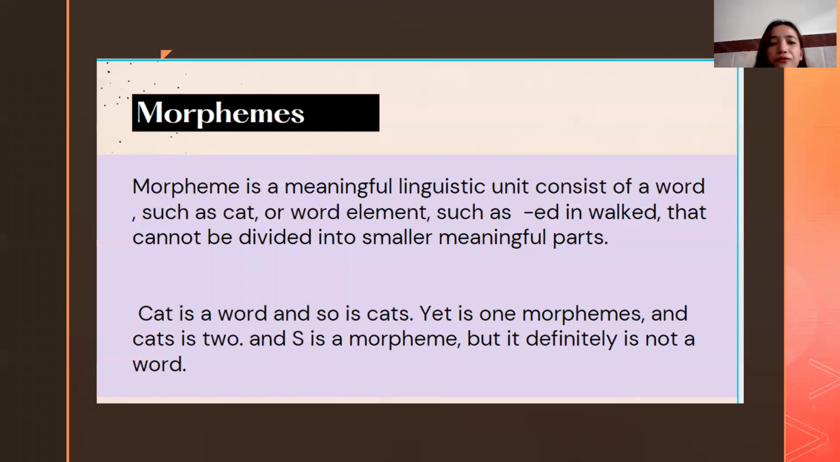A morpheme is a meaningful linguistic unit that consists of a word such as cat, or word elements like -ed in walked, and cannot be divided into smaller meaningful parts. So cat is a word, and so is cats. Cat is one morpheme and cats is two. The S is a morpheme, but it is definitely not a word. So we can see that cats has two morphemes: one is cat and one is S. S is also a morpheme.